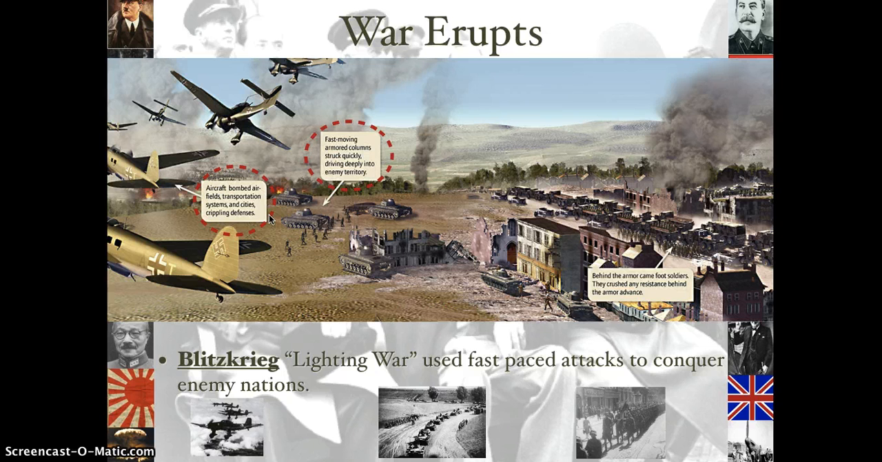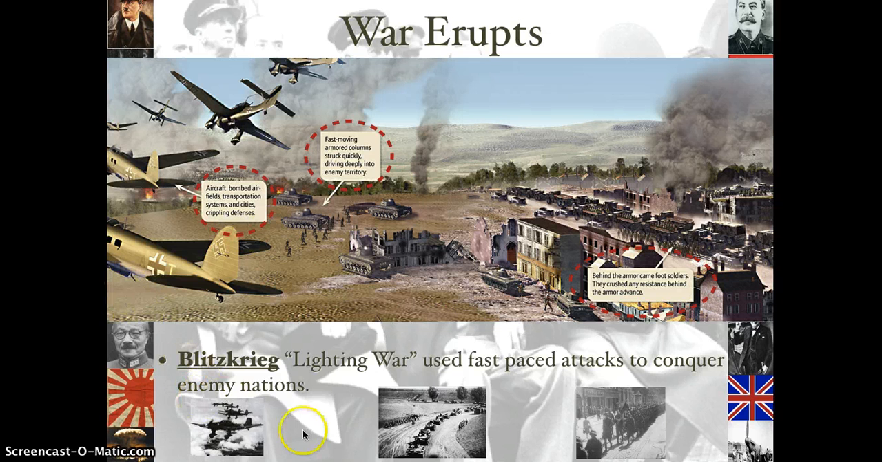And then tanks will move in, or armor will move in fast, and they'll drive deep into territory, trying to surround enemies. Then the infantry and the army will come in behind them and do what's called mopping up resistance and take complete control of the area. And we'll see this is really effective.